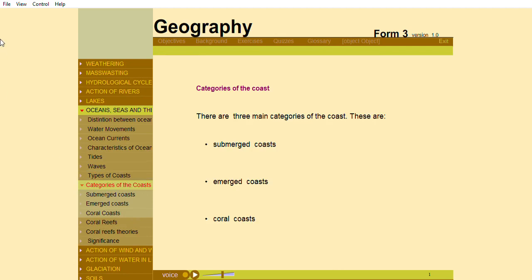Categories of the coast. There are three main categories of the coast. These are submerged coasts, emerged coasts, and coral coasts.